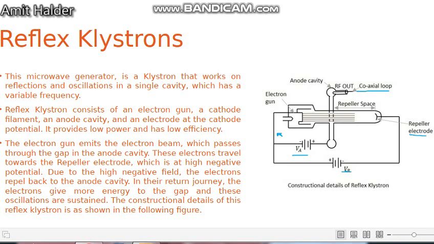The electron gun emits the electron beam which passes through the gap in the anode cavity. These electrons travel towards the repeller electrode, which is at high negative potential due to the high negative field. The electrons are repelled back to the anode cavity, and in their return journey, the electrons give more energy to the gap, and these oscillations are sustained. The constructional details of the situation are shown in the following figure.